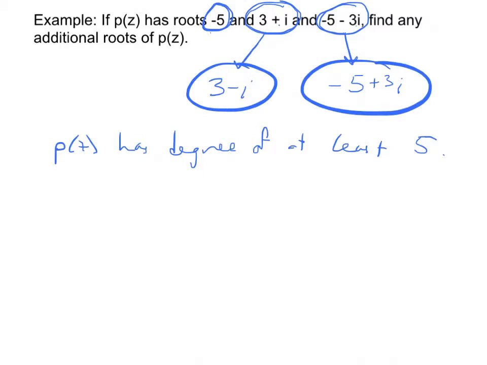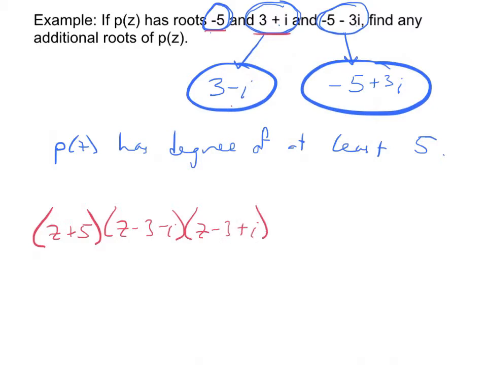If somebody had asked you to write down what this polynomial is, think about that for a second. How could you compute p of z? Well, we could write these factors. The root of negative 5 would become z plus 5. The root of 3 plus i would become z minus 3 minus i. The root of 3 minus i would become z minus 3 plus i.